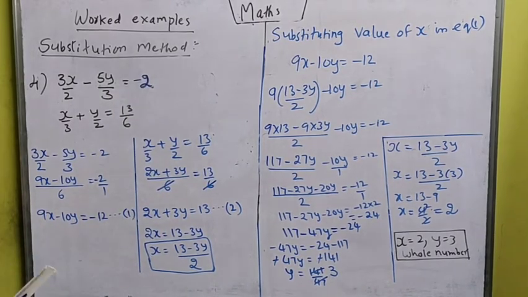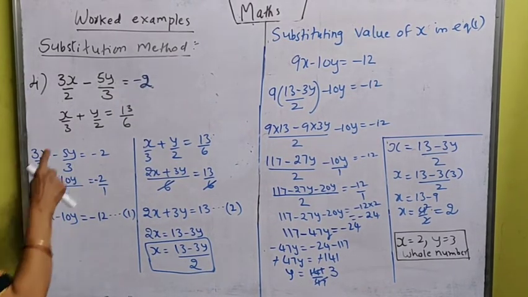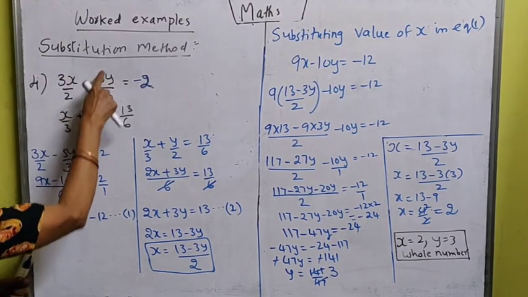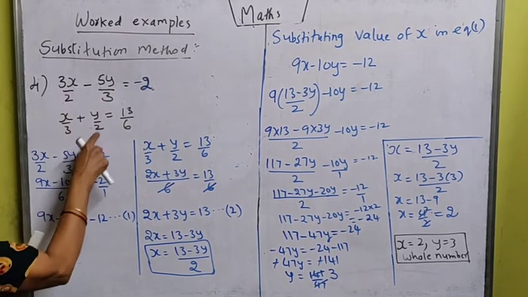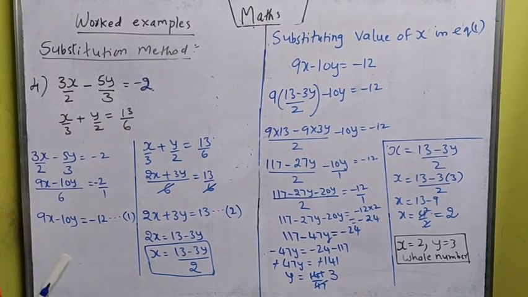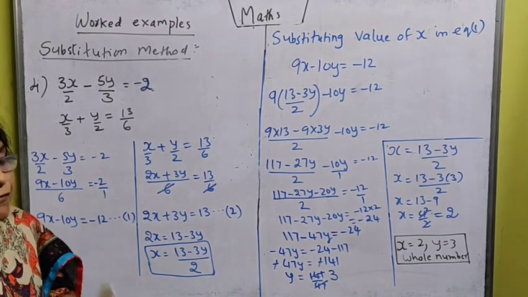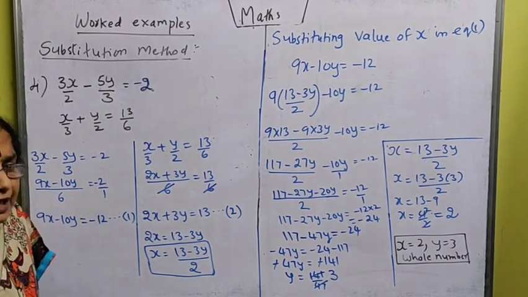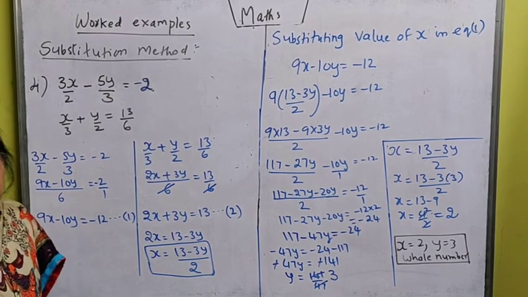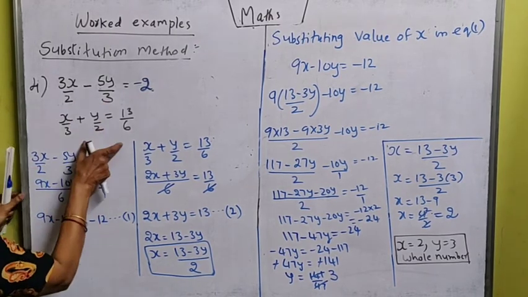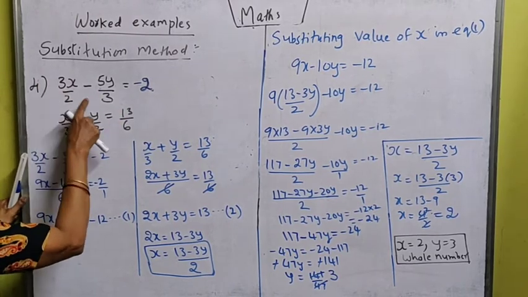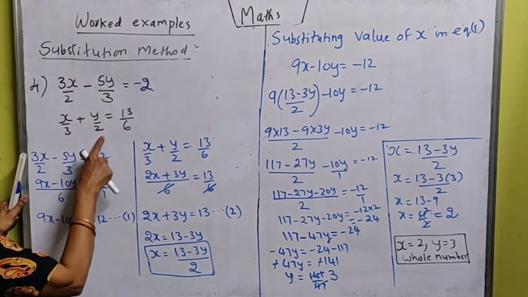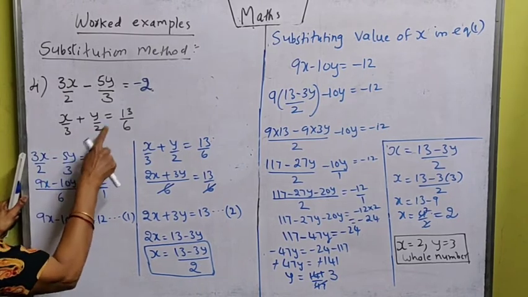So once again I will explain. Here, what is the equation given? 3x minus 2 minus 5y by 3 is equal to minus 2. x by 3 plus y by 2 is equal to 13 by 6. So here we can't solve it like this because we have to change. The general form is a1x plus b1y is equal to c1. So we have to convert both equations into that form. The first equation we have to convert into a1x plus b1y is equal to c1. The second one you have to convert into a2x plus b2y is equal to c2.